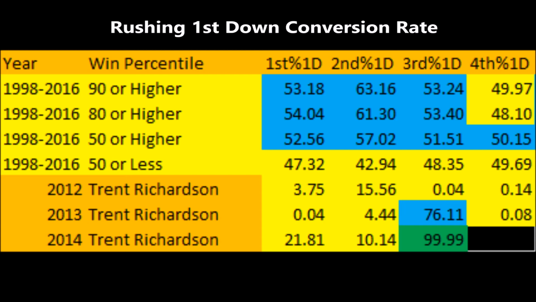Second down conversion rate is by far the most important conversion rate. Out of all the conversion rates, the ability to create first downs on second down is a bigger driving force to wins than anything else, and he's just been abysmal in terms of his ability to create first downs on first down and first downs on second down. So this is an issue. This is a driving force for why Trent Richardson is a bust.